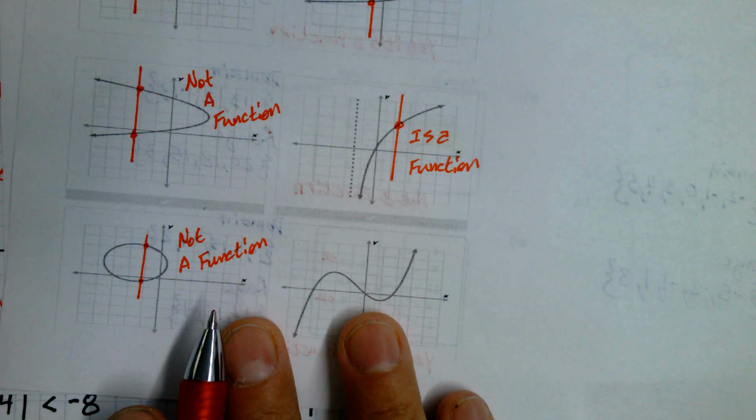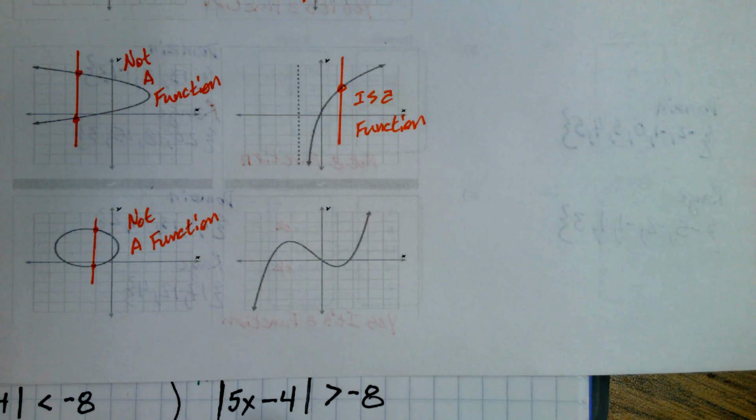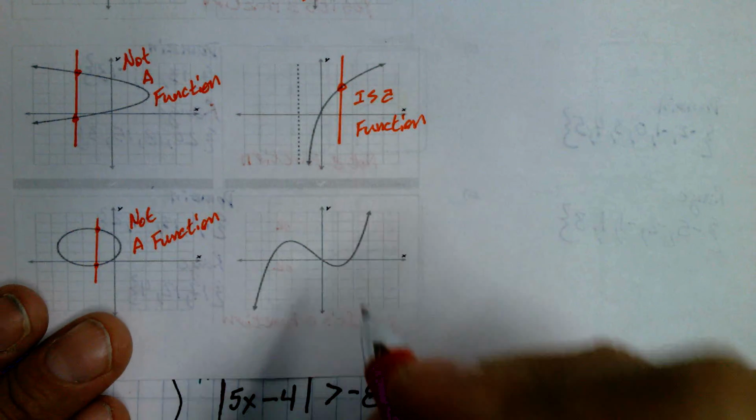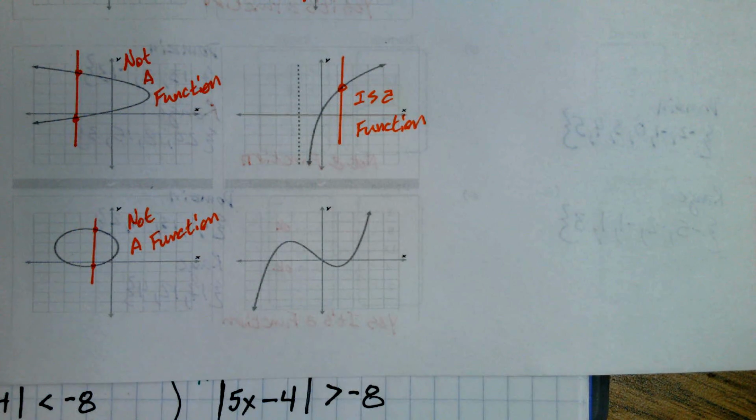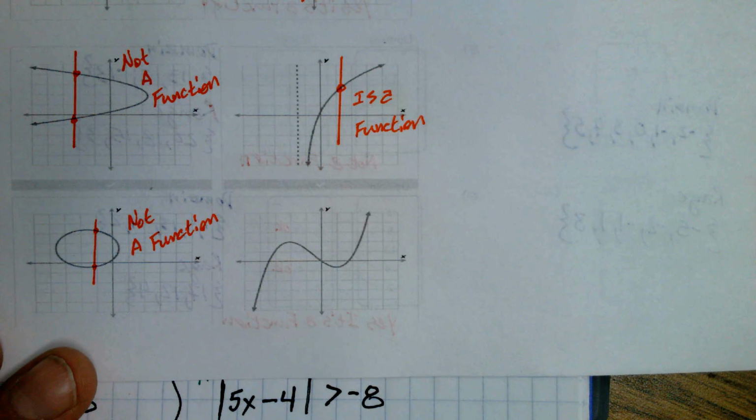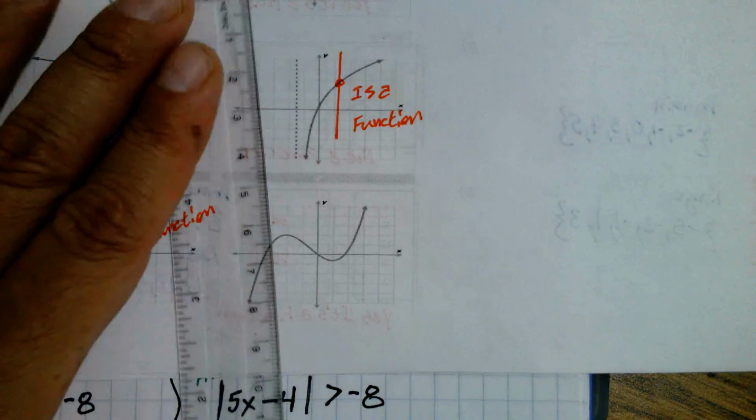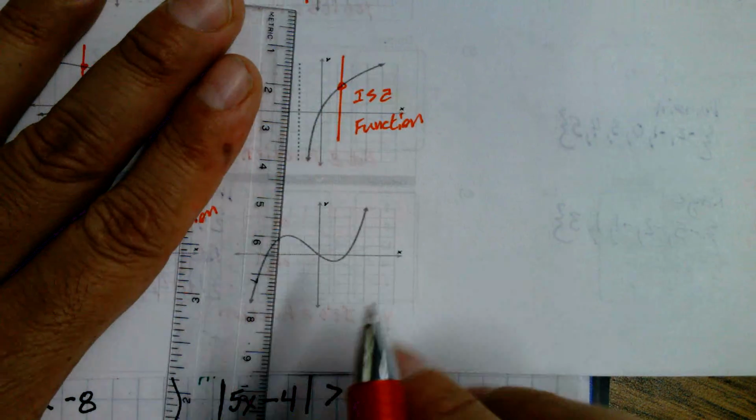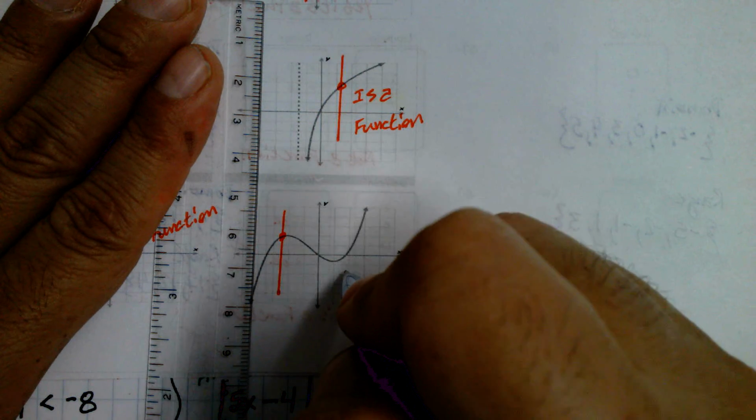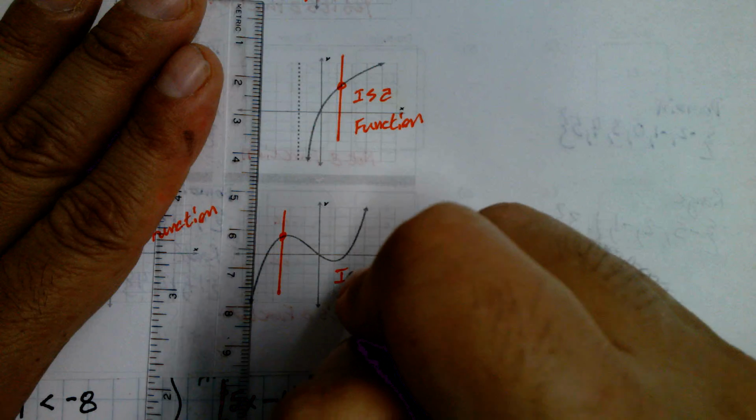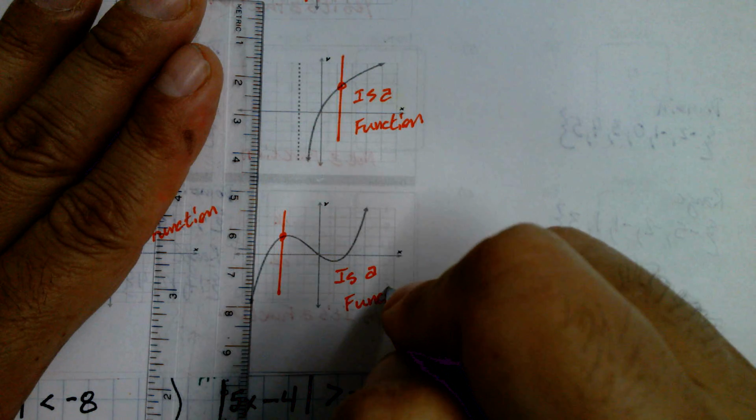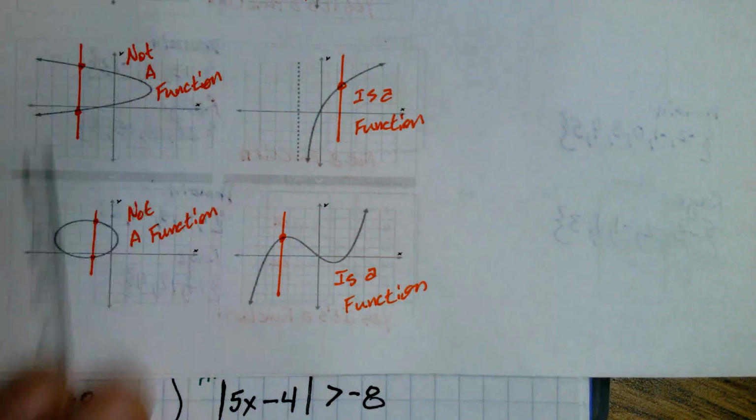And the last one is a proper cubic function, or I just gave it away, a proper cubic relation. So if you ever wondered what would happen if I had y equals x to the 3rd power, it would make a curve like this. Okay? And anywhere you go, it's touching only once. So it is a function.